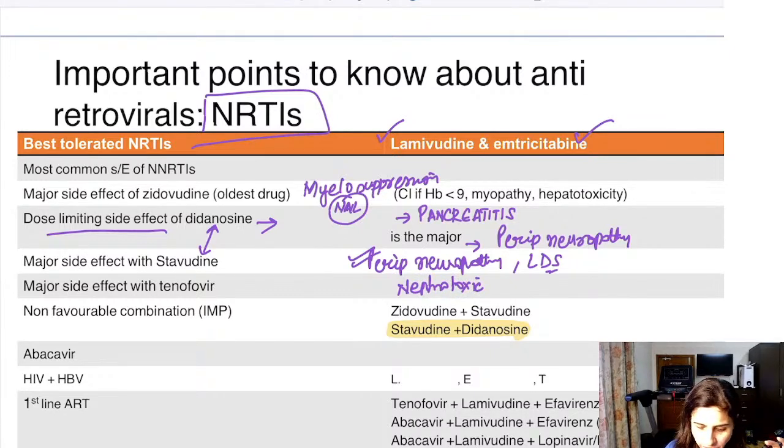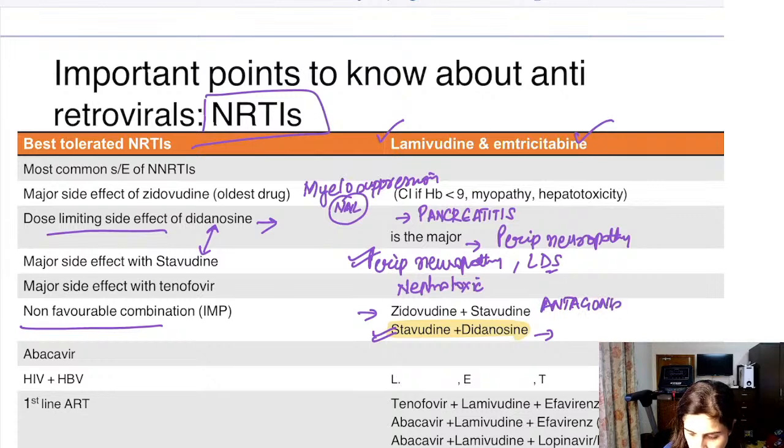ठीक है? सो नॉन फेवरेबल कॉम्बिनेशंस ये हमने बात की. द फर्स्ट ये जो हमने स्टैवुडिन डायडानोसिन जो पूछा गया इंपॉर्टेंट, बिकॉज ऑफ द पेरिफेरल न्यूरोपैथी दैट इज एग्रवेटेड. जीरोविडीन एंड स्टैवुडिन ऑल्सो दे आर नॉट प्रेफर टू बी गिवन टुगेदर बिकॉज ये फार्माकोलॉजिकली दे आपस में एक दूसरे को एंटागोनाइज कर देते हैं. ठीक है? सो दे फार्माकोलॉजिकली एंटागोनिज्म हो जाता है. सो देयरफॉर दे शुड नॉट बी गिवन टुगेदर. ठीक है? द मोस्ट टू इम्पॉर्टेंट वंस.